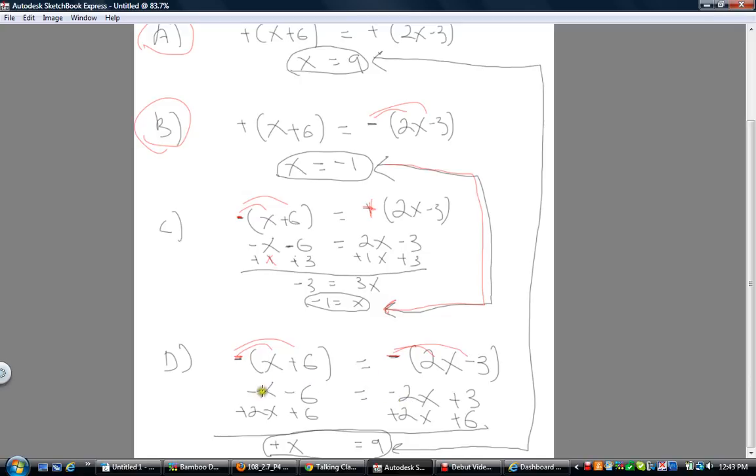Which term is smaller, negative x or -2x? It doesn't really matter which term you decide to combine, but I always recommend you move the smaller term over to the other side, because it usually helps minimize the number of negative signs that you get. Okay, so add 2x to both sides. Your x variable is going to be on the left. Add 6 to both sides, combine your columns, and you get, look at that, x equals 9. And lo and behold, case D and case A are the same.